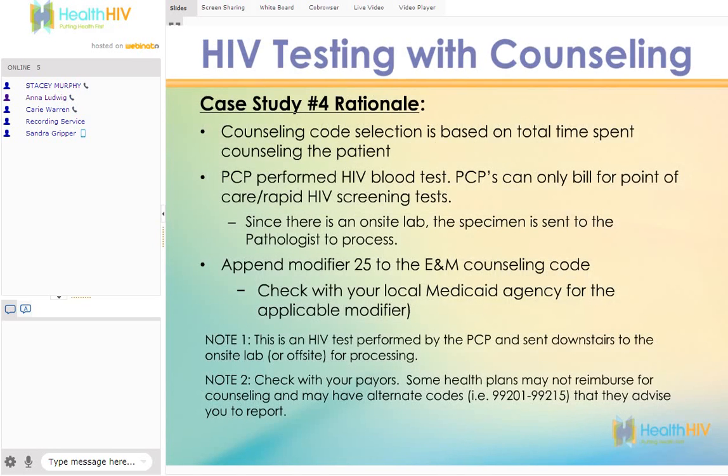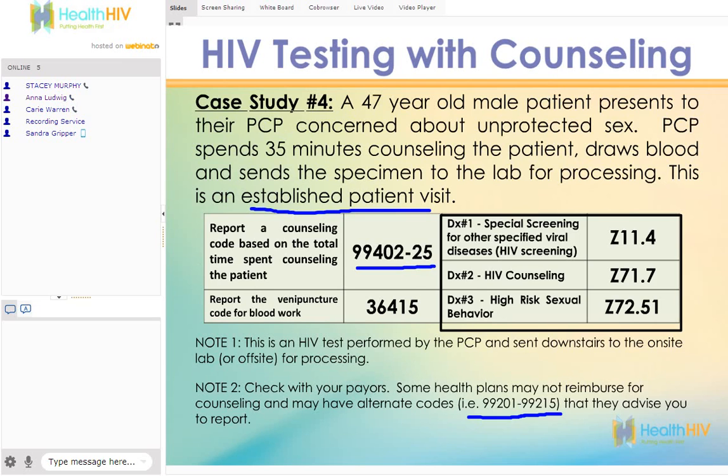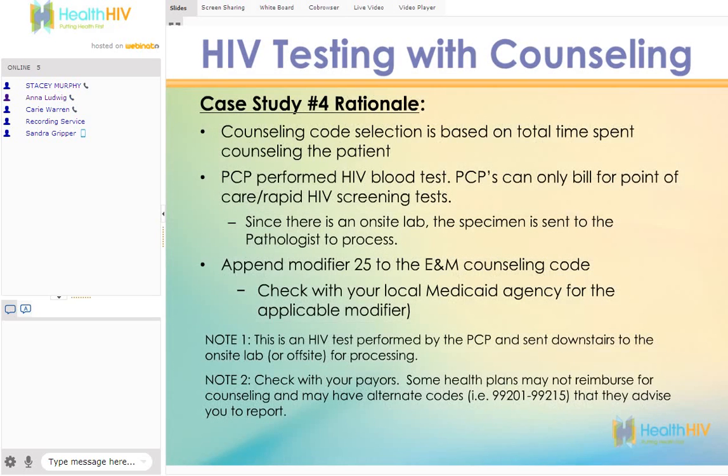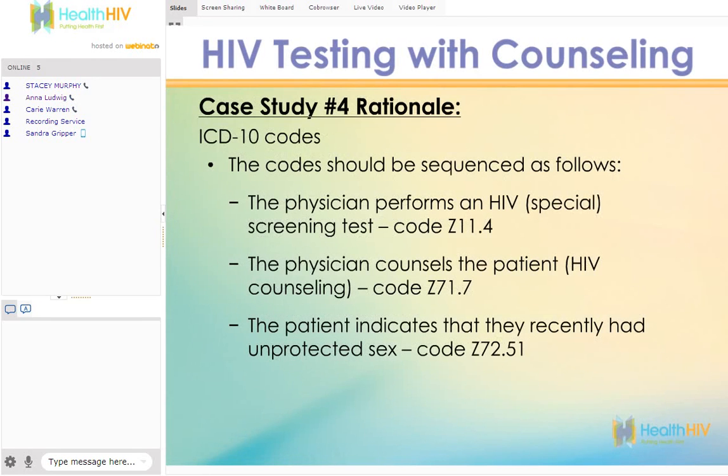So here's the rationale. 99402 was a patient came in for a blood test. There was counseling, and the counseling code should have been on that slide, so I apologize, but there's your counseling service, 35 minutes of counseling. Your modifier 25 was on the counseling service code, and you have your diagnoses codes, Z11.4, Z71.7, Z72.51.